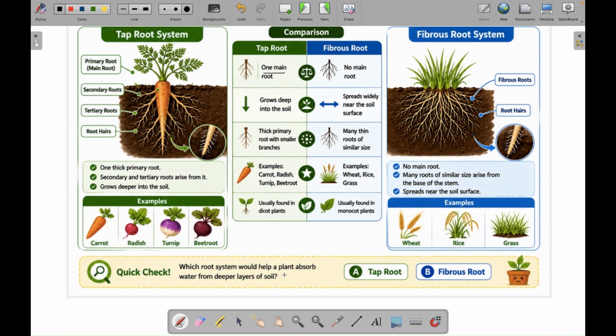Okay. Now, what do you think? Which root system would be able to absorb water from deeper layers of soil? Should it be the taproot system or the fibrous root system? It should be the taproot system. Why? We saw that it grows deep into the soil, so it can reach very deep layers, right? So it can absorb water from even deeper layers of the soil. So the answer should be taproot.